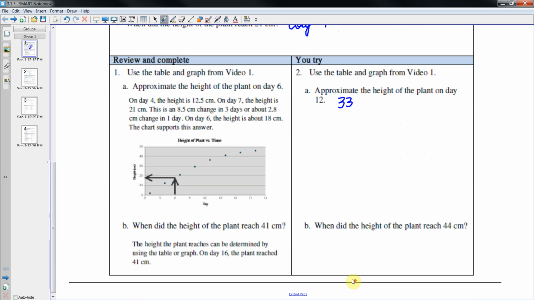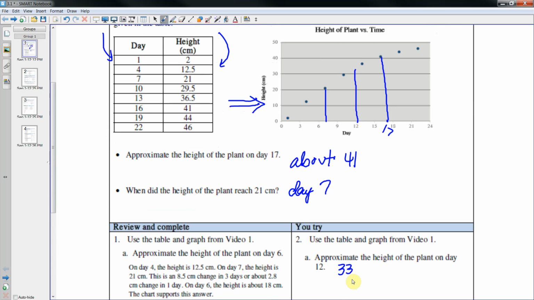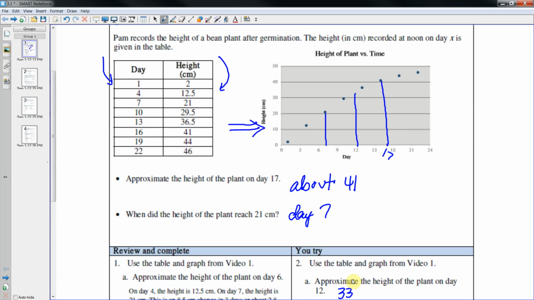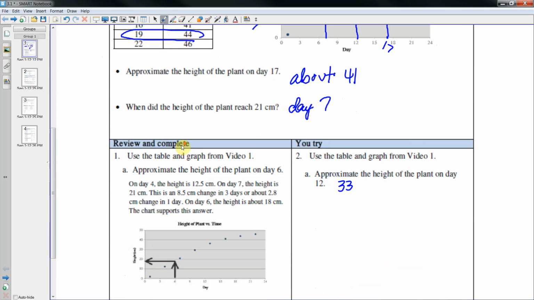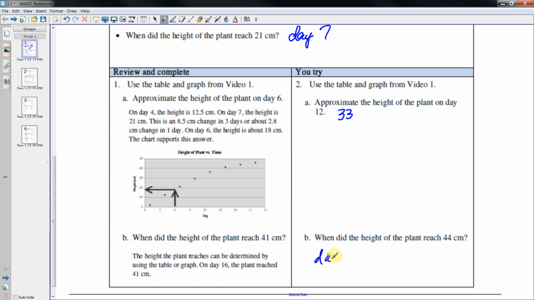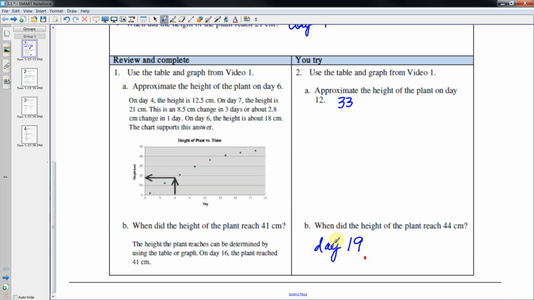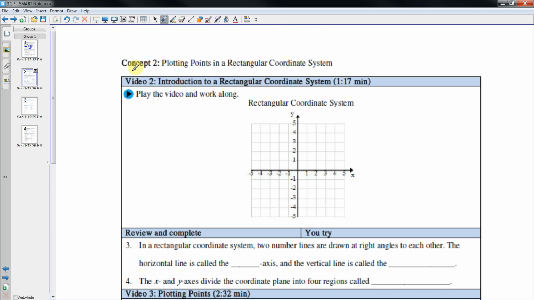When did the height of the plant reach 44? So I'm going to come back up, and it's going to hit 44. We can look at the table. It hit 44 on day 19. So you can look at the graph to answer some of these questions, and you could look at your chart to answer some of these questions.